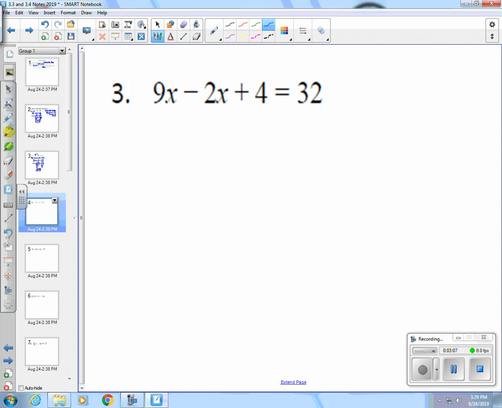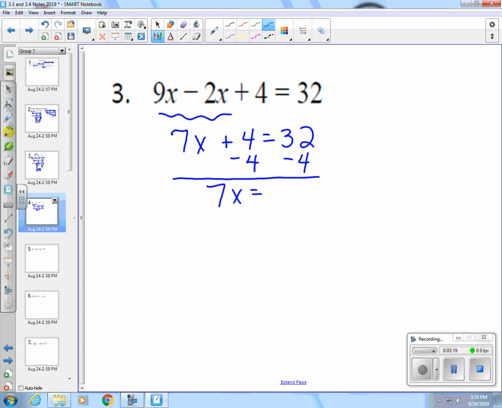Third example, let's take care of our like terms again. This will give us 7x plus 4 equals 32. And then we can subtract 4 on both sides and have 7x equals 28. And when we divide by 7 on both sides, x will be equal to 4.